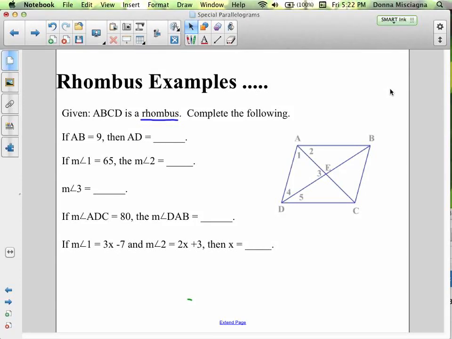Given ABCD is a rhombus, complete the following. So we're going to solve some problems with the rhombus. If AB equals 9, then AD equals, well, that's going to be 9 as well. So add this to your notes. And the reason we know AD has to be 9 is that all sides of a rhombus are congruent.